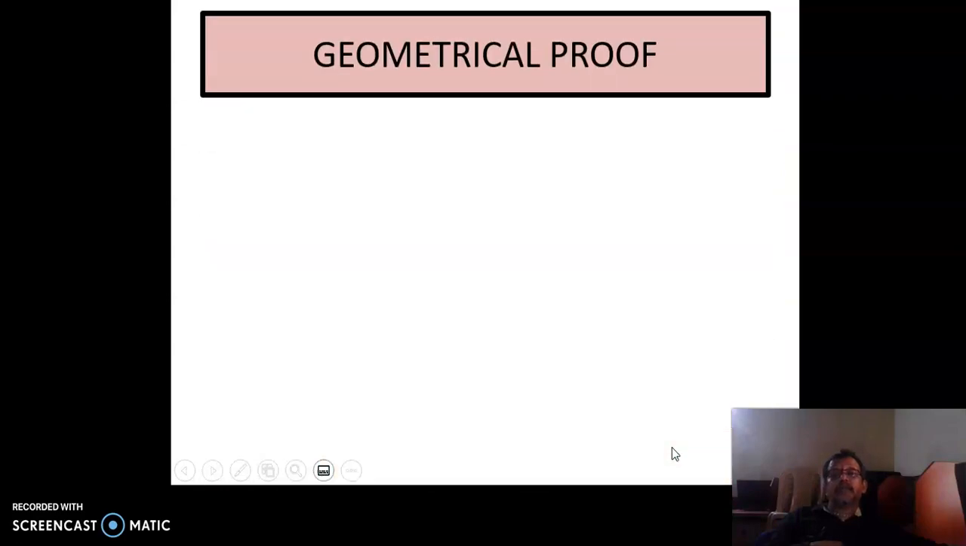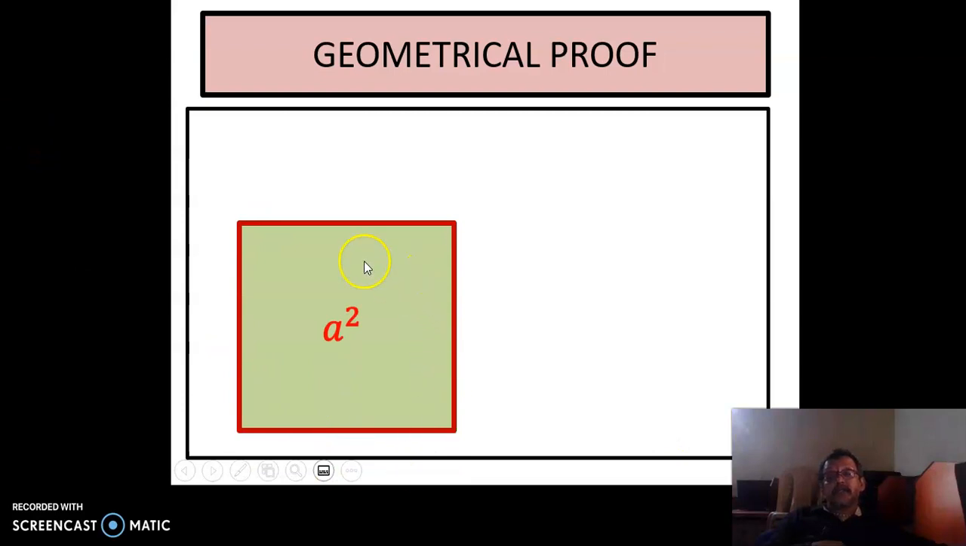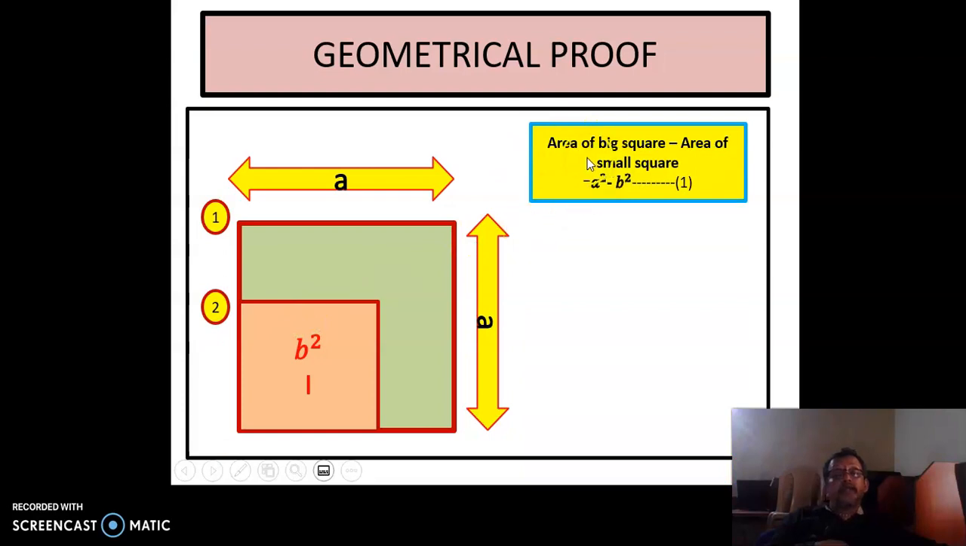Now let us come to the geometrical proof of this one. A beautiful proof. Now take this area a squared. Okay. So now we want b squared. So this is a squared. If we remove b squared, then this part remains. We have to find the area of this part. So take one. Area of the big square is a squared. Area of this small square is b squared. So a squared minus b squared. Take this as equation 1.